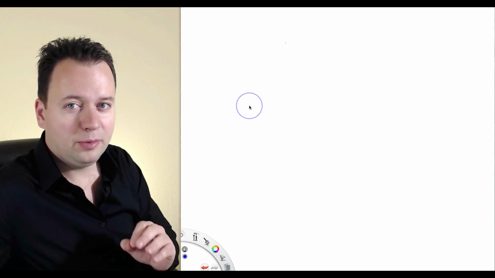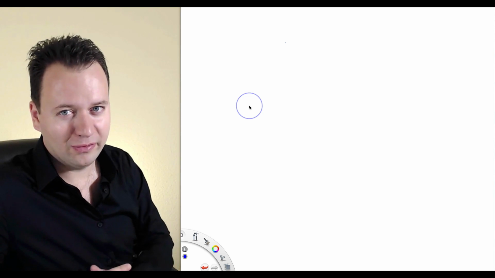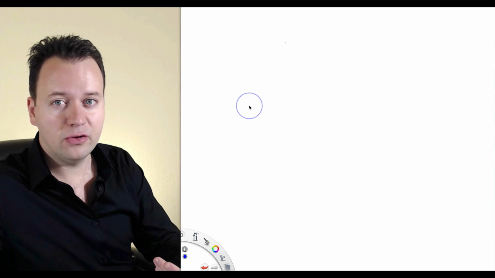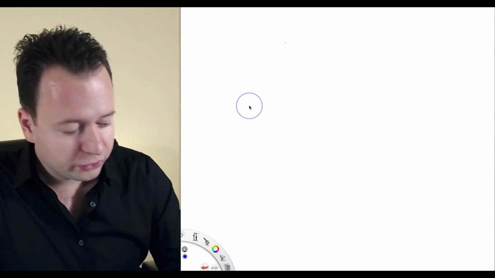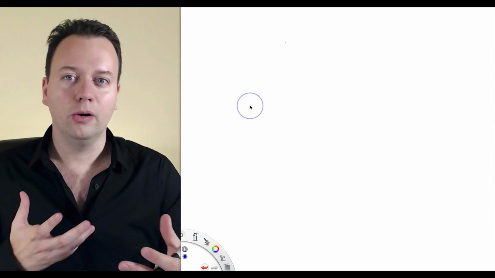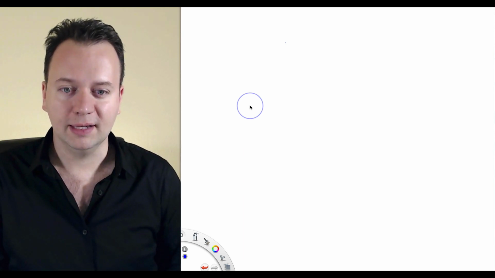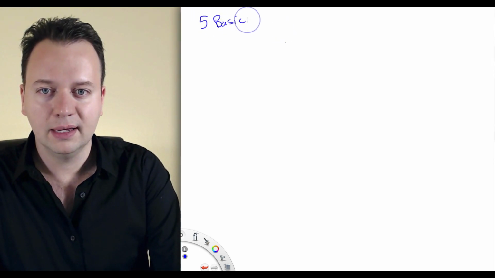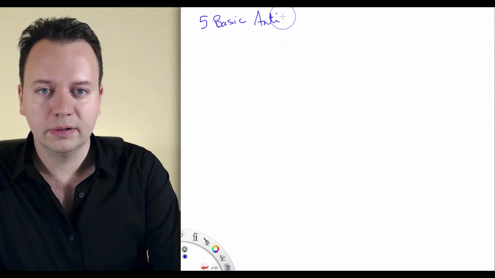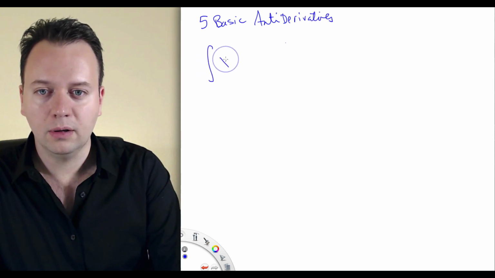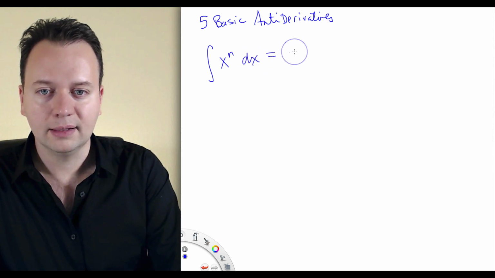Finally, we're going to get a little bit of practice in computing antiderivatives. So we'll have our first encounter with actually computing the antiderivative of a given function. And we're going to start off with my list of 5 basic antiderivatives, or 5 basic integrals. So the first one, we have the integral of x to the n dx.